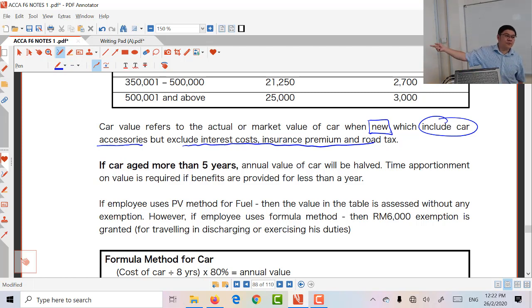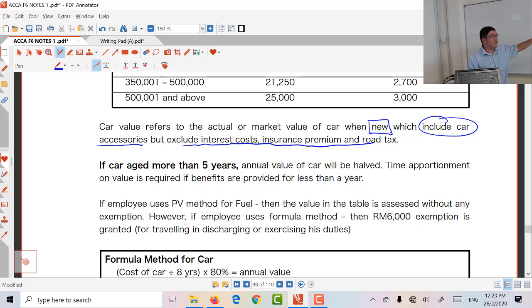Now, if you walk into any showroom and say you want to buy a car, they normally tell you the on-the-road price. OTR, on the road, means when the car is ready for you to drive on the road. That means you must have what? Insurance and road tax. Because without these two things, you cannot drive the car on the road. So everything, registration, all the costs, are inside. That's why the price of the car could be 90,000, but the on-the-road price could be 95,000, because you have to pay for all that.